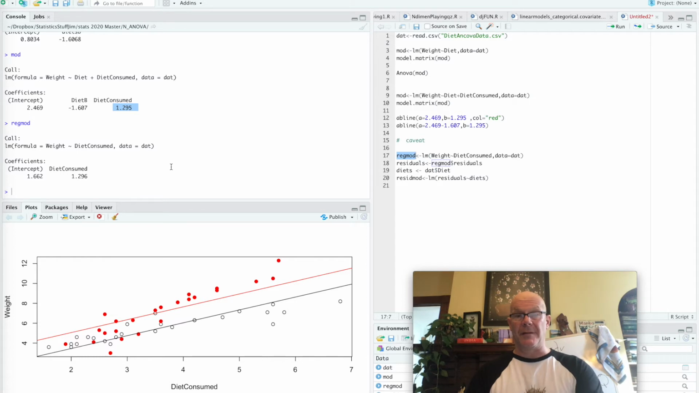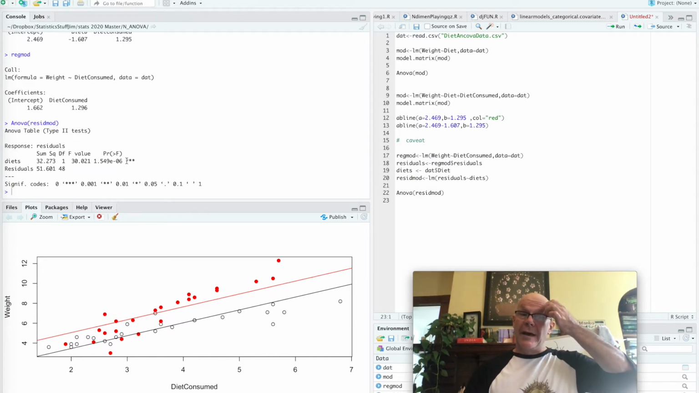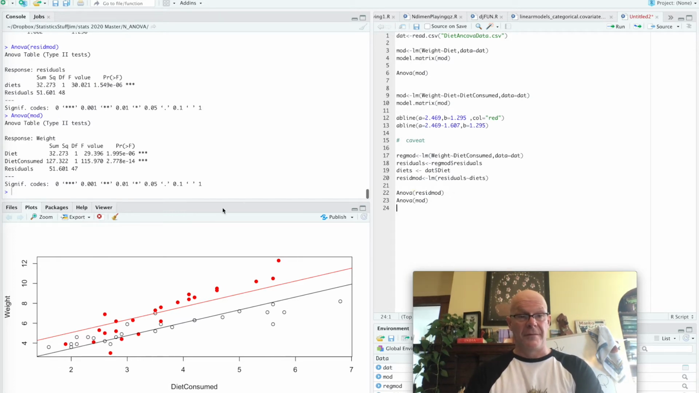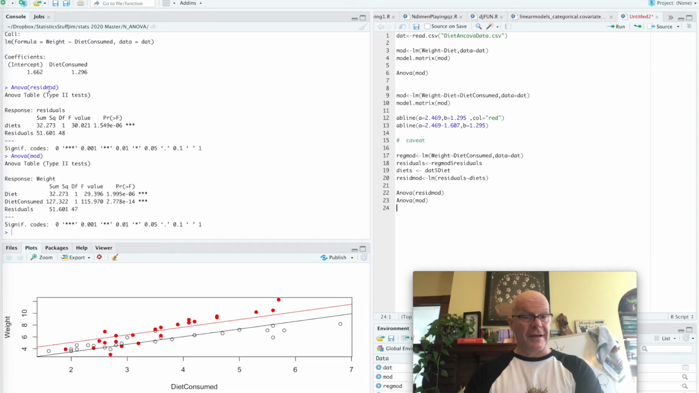But the problem comes is when we decide that we really want to analyze this model using an ANOVA. And so we do this, and it's like, okay, well, diets are significantly different. Let's compare that against our big model, where we included both. And what you'll see is that the sums of squares are the same, but what's different are these F values. And the F value for the residual model is actually slightly larger than the F value for our larger model. And that's because of how the F value is calculated.